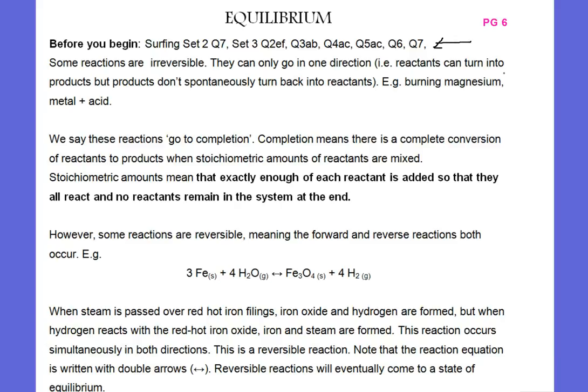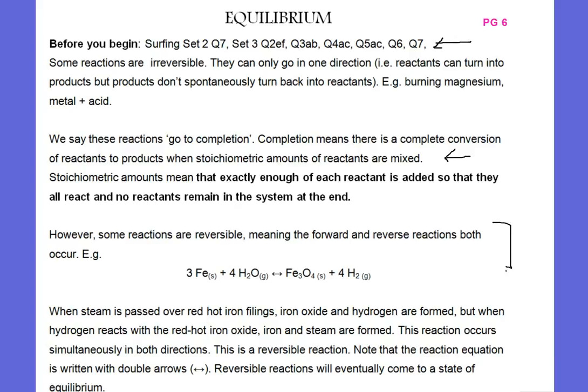We know that strong acids completely ionize, and the very weak conjugate bases that form don't reaccept protons and turn back into the acid again. So we say those reactions go to completion. There's a complete conversion of reactants to products when stoichiometric amounts are mixed. As we learned in titrations, that means we've added exactly enough of each reactant so that each reacts and no reactants remain in the system at the end.